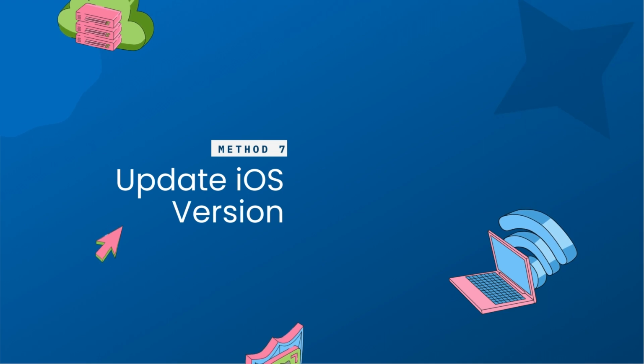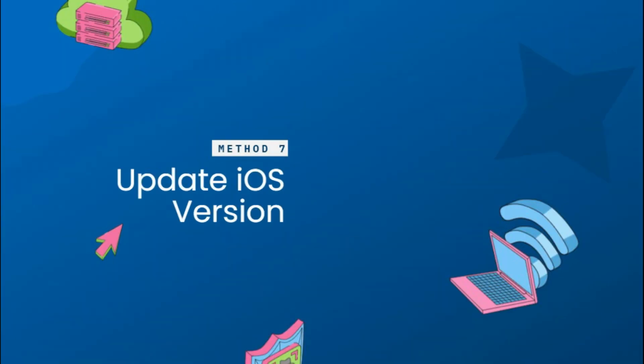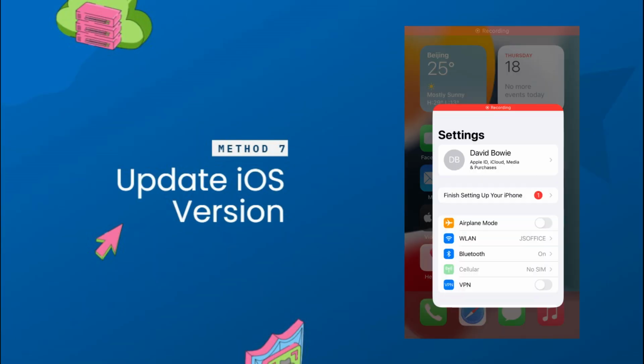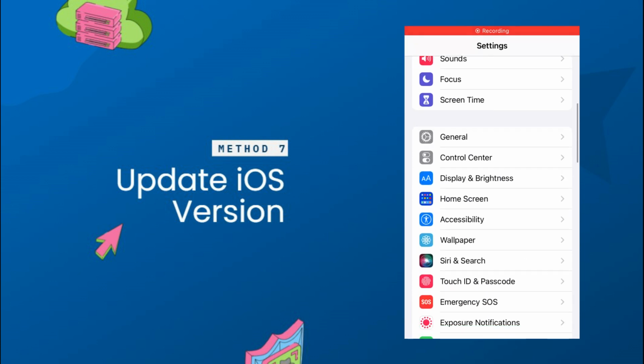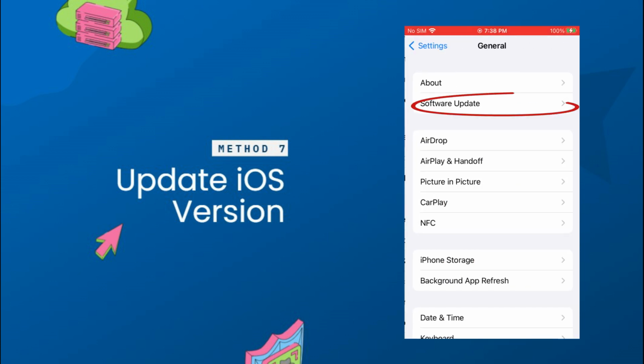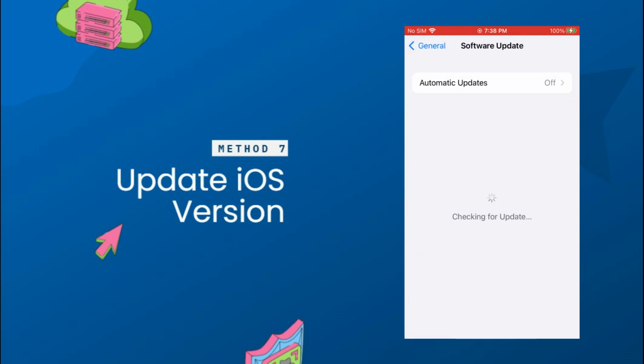Method 7. Update iOS version. Always remember to check that you are using the newest version. Go to Settings, General, Software Update, and see if there are any new updates. Maybe your screen would be normalized this way.